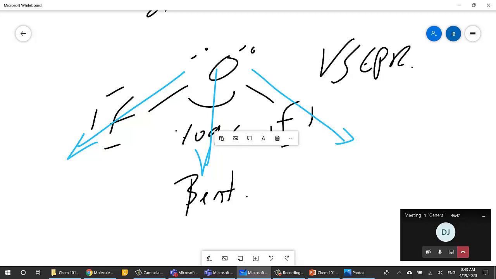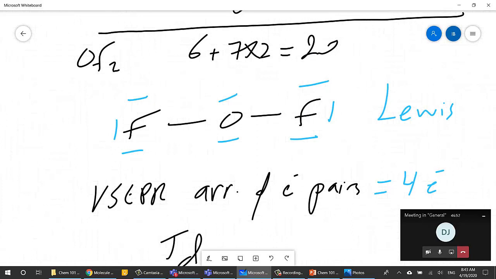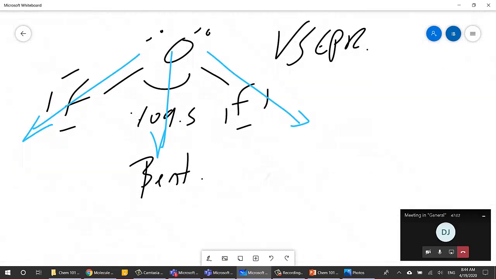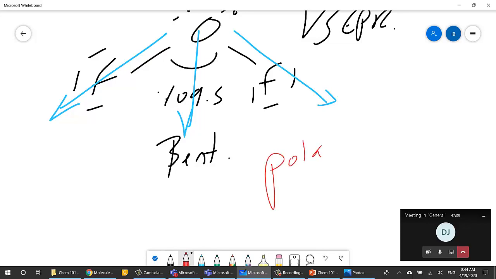You see here, I'm using the VSEPR structure to determine polarity. You cannot use Lewis to determine polarity. Actually, according to Lewis, this is non-polar, and this is wrong. And that's why Lewis itself is a failed model. A better model is the VSEPR one that expects the actual physical or chemical properties of the compound. So this molecule is polar.